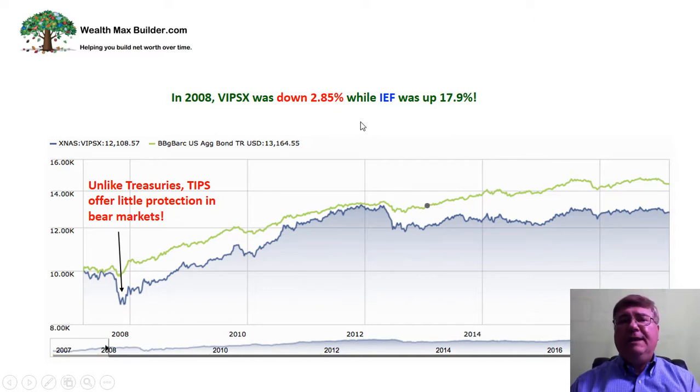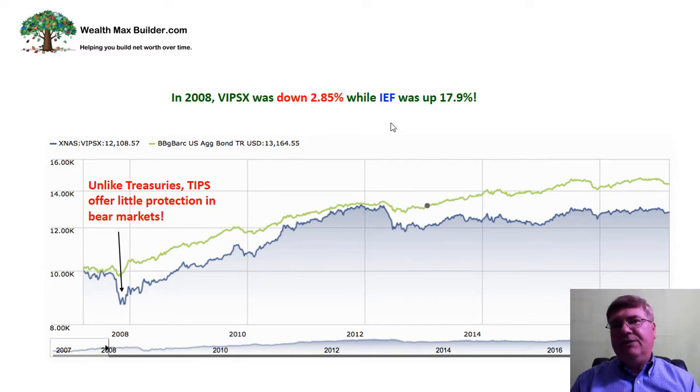Meanwhile, the intermediate U.S. Treasury ETF, ticker symbol IEF, was up by almost 18% in 2008. So the Treasury ETF protected you in the bear market of 2008, whereas the TIPS bond fund did not protect you at all. And that's a major problem that I have with TIPS.